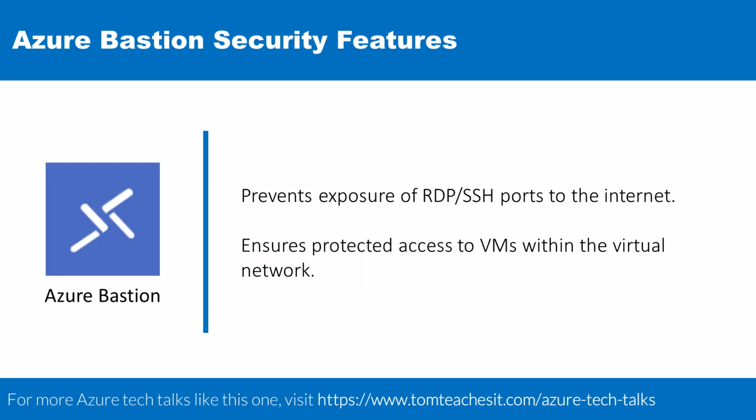What that means is that by keeping RDP and SSH ports off the internet, this significantly reduces the surface area that's exposed to potential threats. This feature is critical in maintaining a robust security posture, especially in a cloud environment where access points can very easily become vulnerabilities. With Azure Bastion, you get peace of mind knowing that your VMs are accessed in a secure and controlled manner.